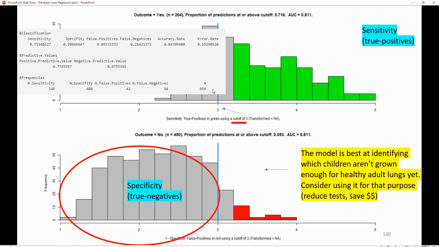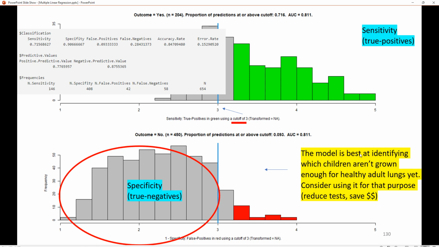And then we have actually a gray part that's under this output. And this output is our sensitivity, specificity, false positives, and false negatives. And we do have the false negatives covered up right now. And then we have different sets of predictive values, and we have frequencies for our sensitivity, specificity, false positives, and false negatives.